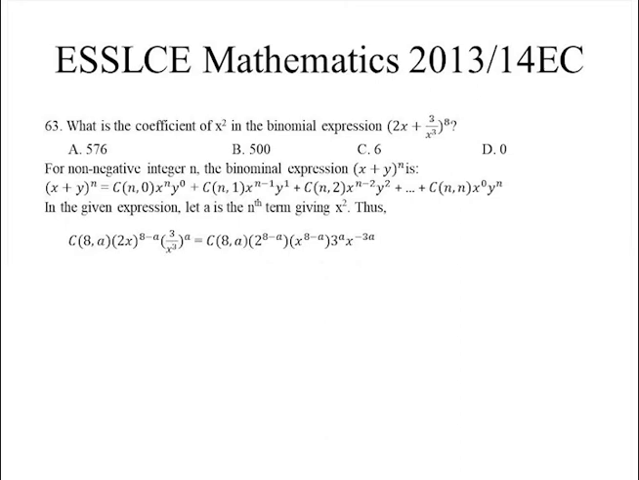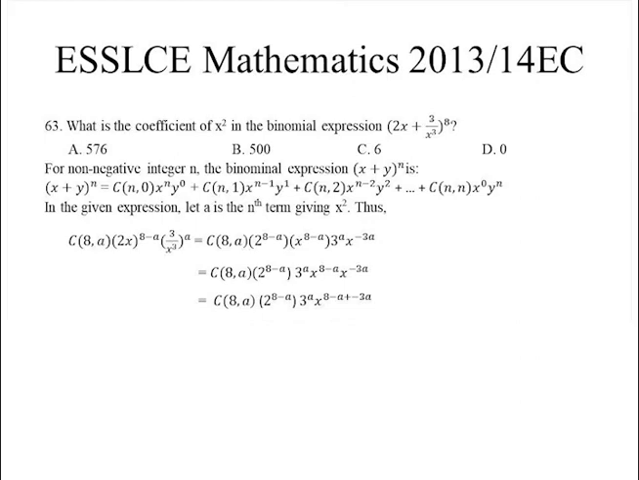So let's collect like terms. Combination 8 comma a times 2 the power of 8 minus a times 3 the power of a times x the power of 8 minus a times x the power of negative 3a, which is equal to combination 8 comma a times 2 the power of 8 minus a times 3 the power of a times, we have the same base, that is x, so we can take one x, the power of 8 minus a plus negative 3a.